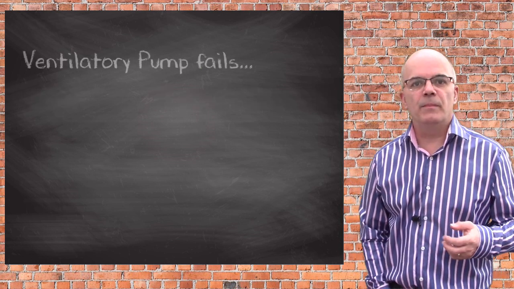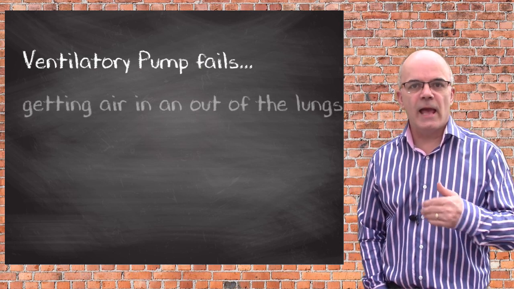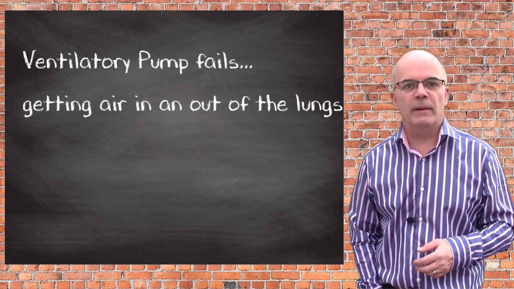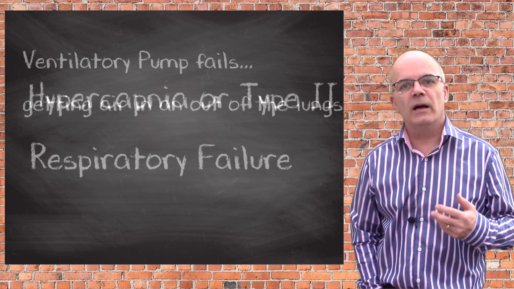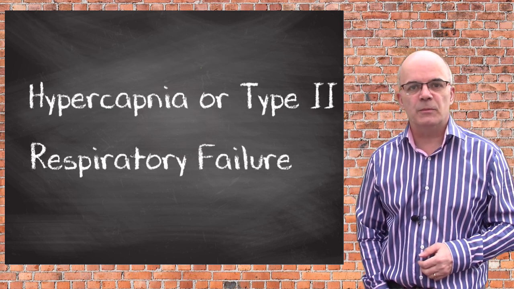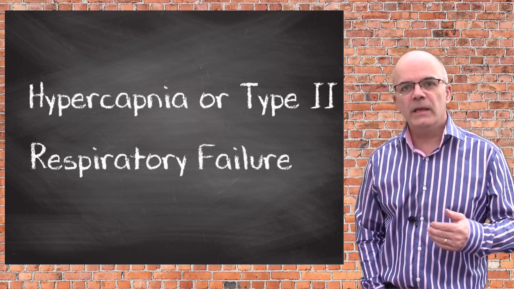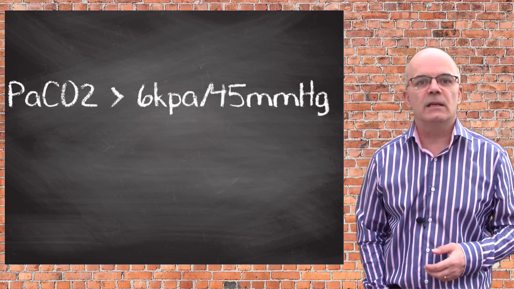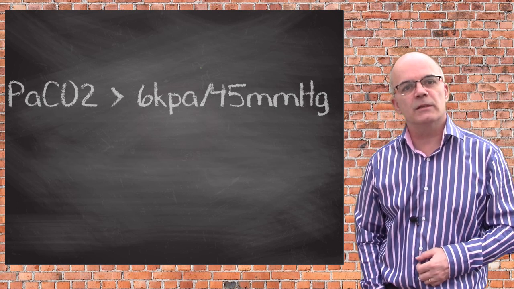If the ventilatory pump fails, i.e. getting the air in and out of the lungs becomes problematic, then there is potential for a hypercapnia or a type 2 respiratory failure, or a PaCO2 greater than 6 kilopascals or 45 millimeters of mercury.